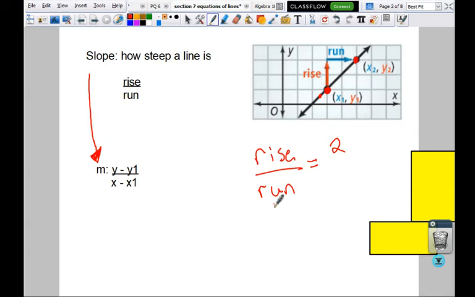Making sure I started recording this. Whenever I go up for my rise, it's always positive. But if I ever go down, it's always negative. So whenever you do rise over run and you go down, it is negative. Keep that in mind. Up is positive, down is negative. On this one, we're going up, so it's positive 2. And then my run is how far right I have to go. I had to go up 2, and then I have to go right 1, 2. So my slope is 2 over 2.